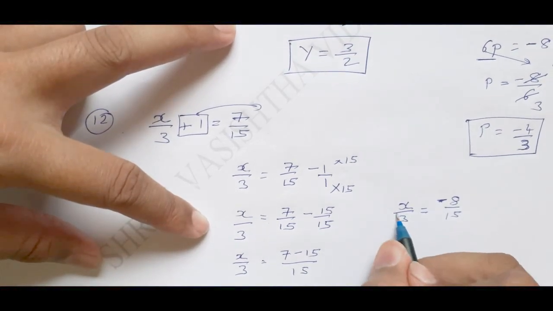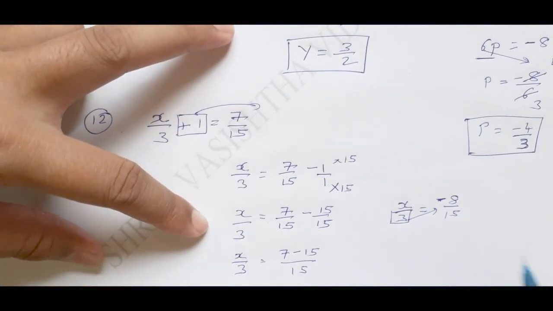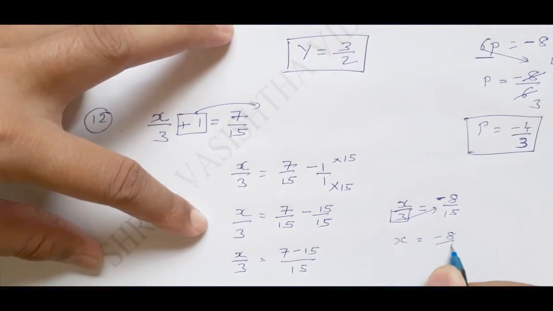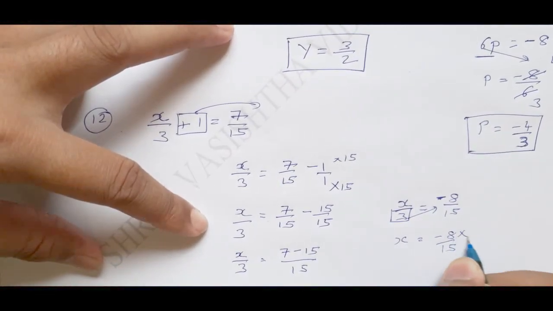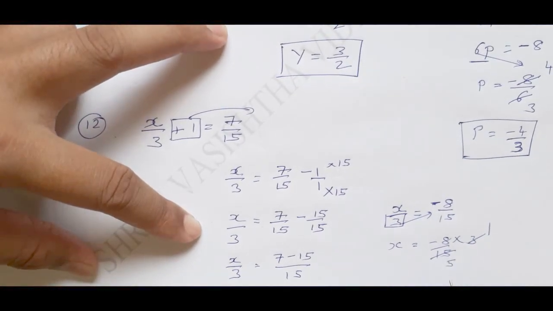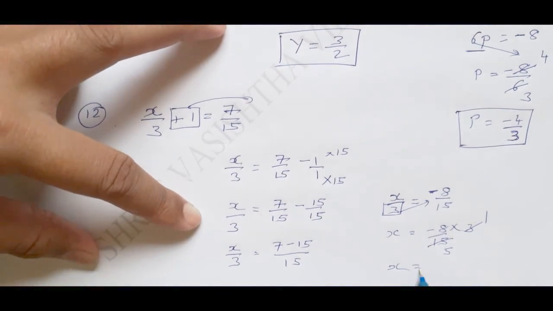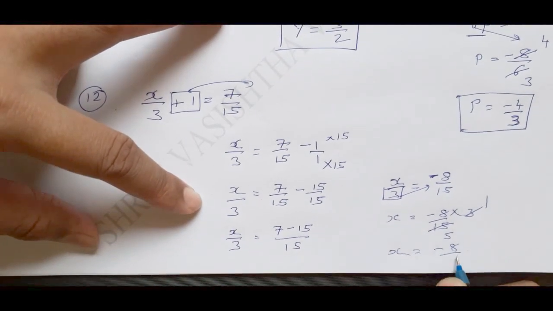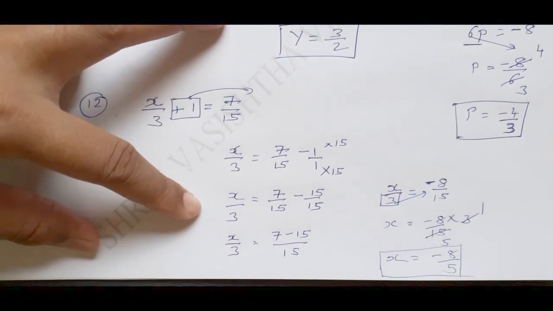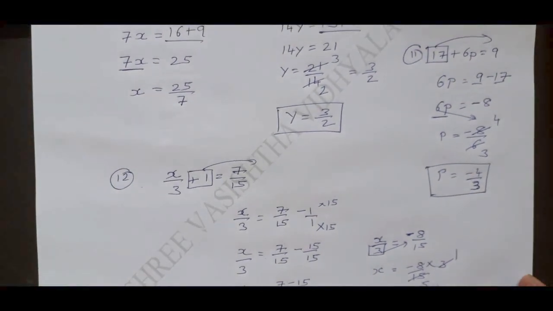Then this 3 is in the denominator, so it will move to the numerator. So x is equal to minus 8 upon 15 multiplied by 3. 3 table 1 time, 3 table 5 times. So here we got the answer x is equal to minus 8 by 5. Now this is the similar way by which you can solve linear equations in one variable.